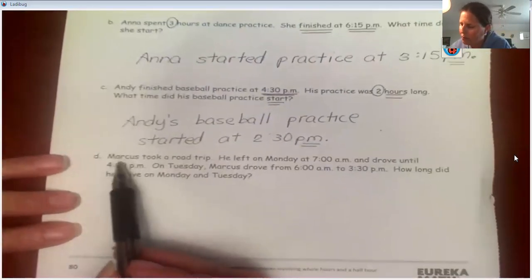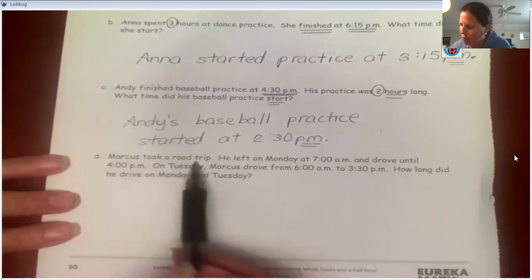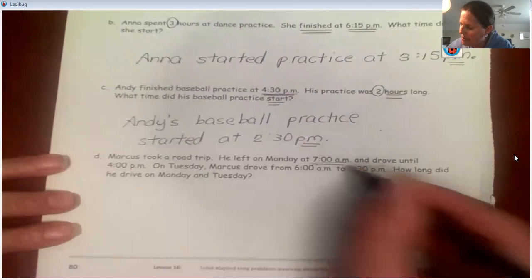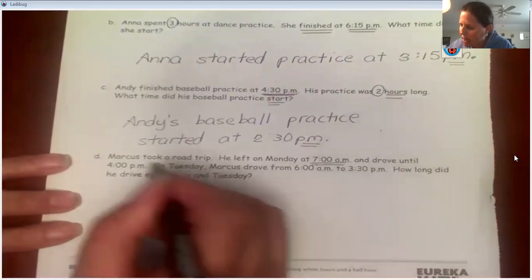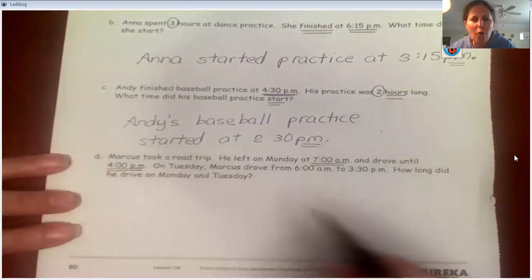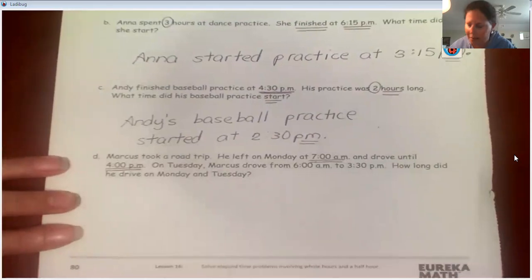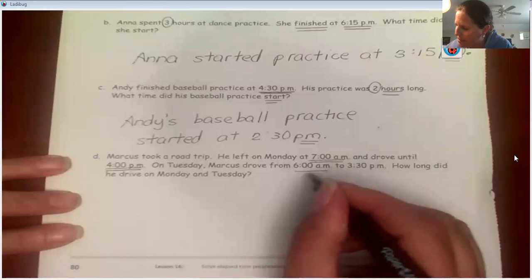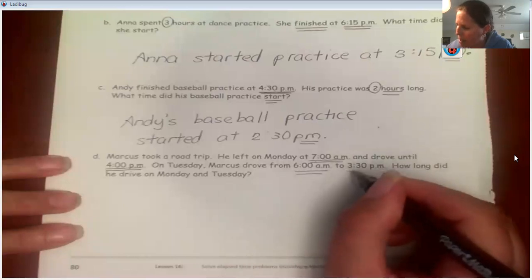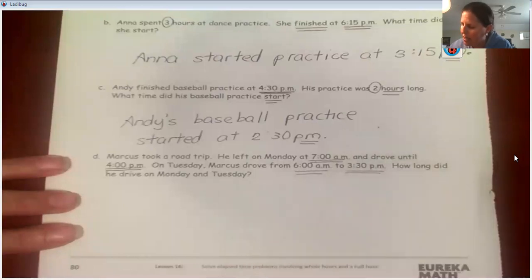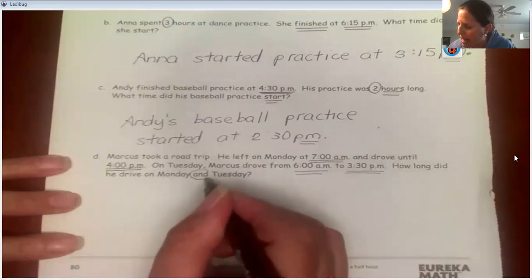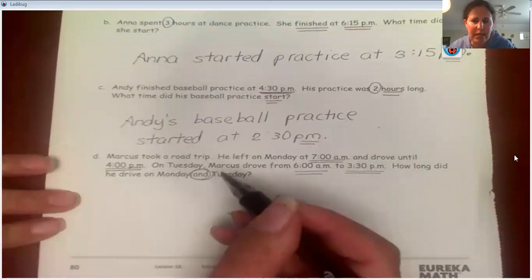All right, and let's look at letter D. Marcus took a road trip. He left on Monday at 7 o'clock a.m. and drove until 4 o'clock p.m. On Tuesday, Marcus drove from 6 o'clock a.m. to 3:30 p.m. How long did he drive on Monday and Tuesday?